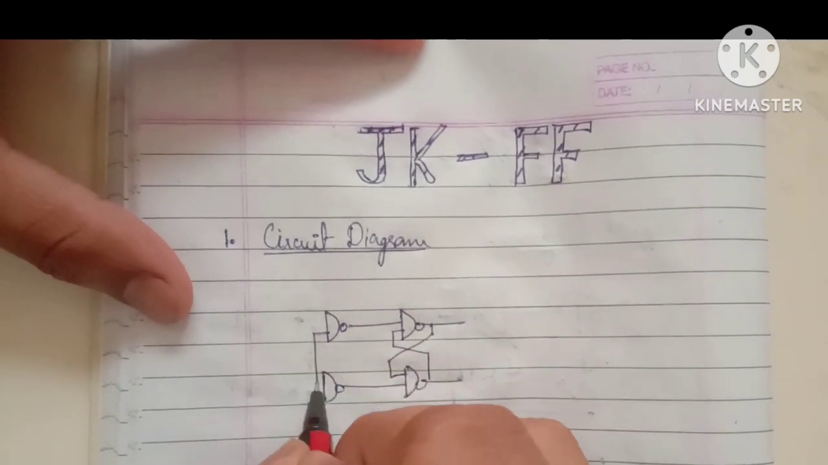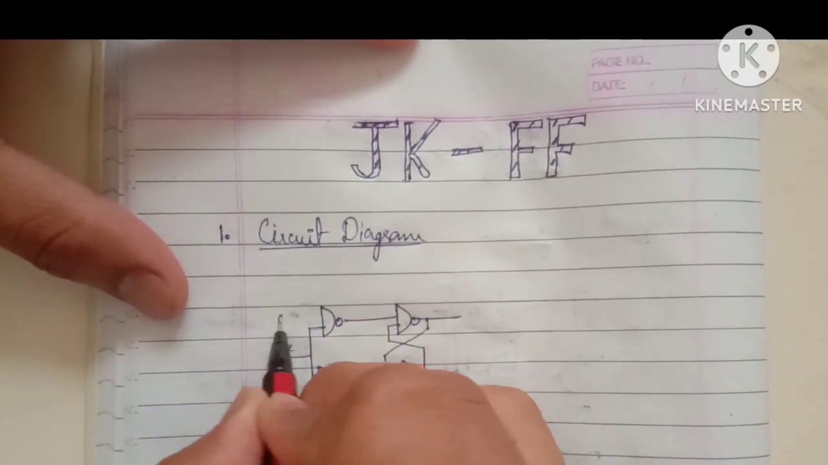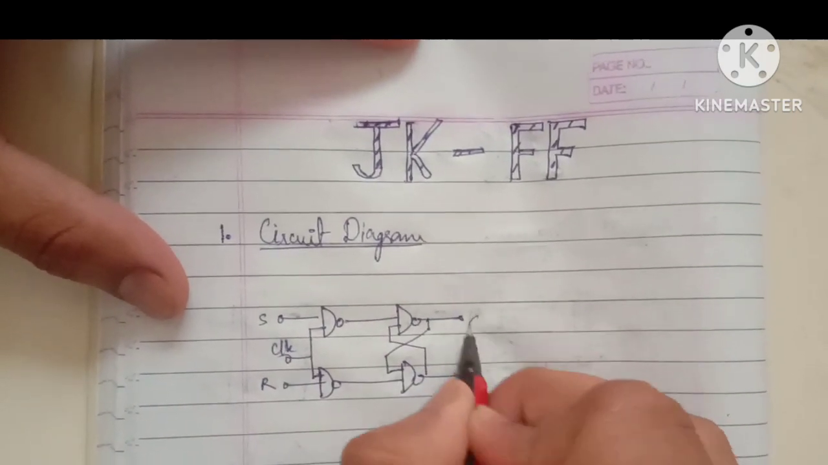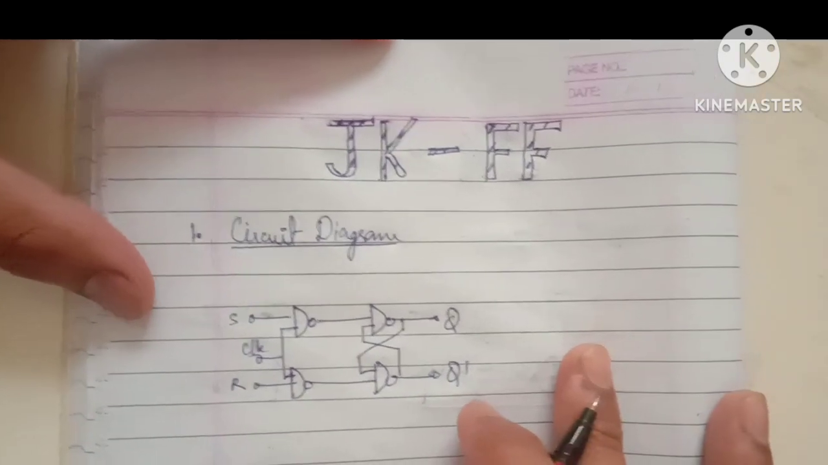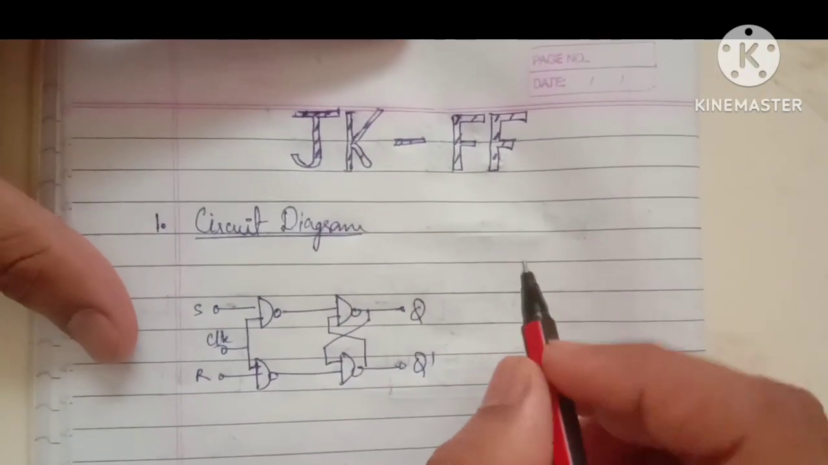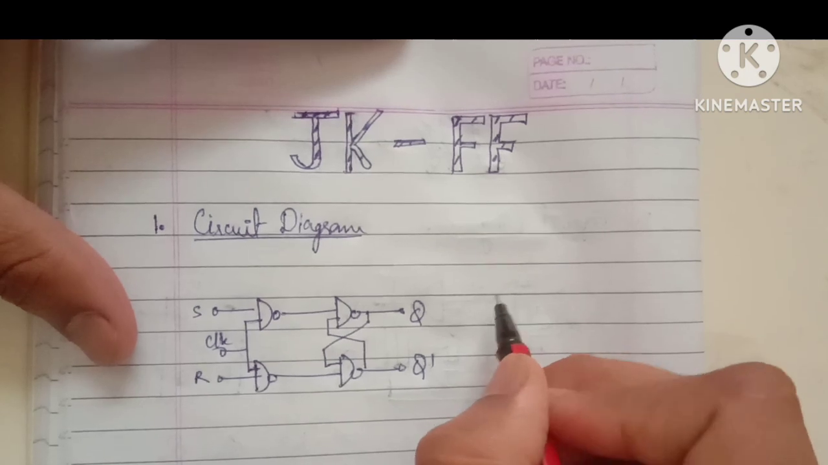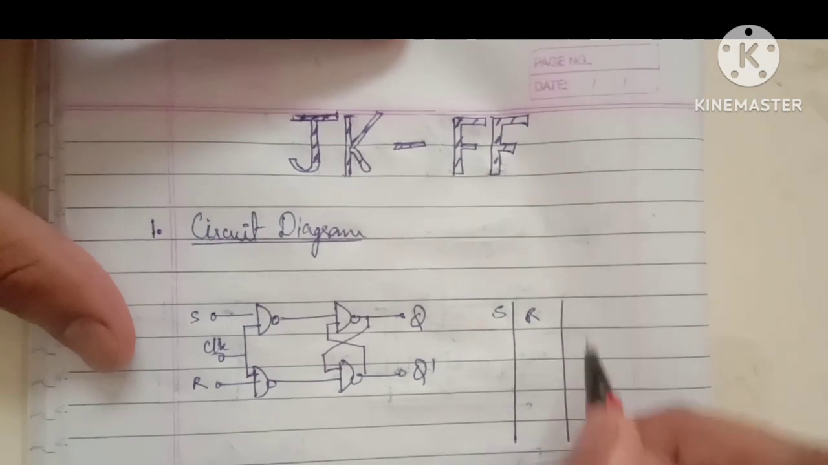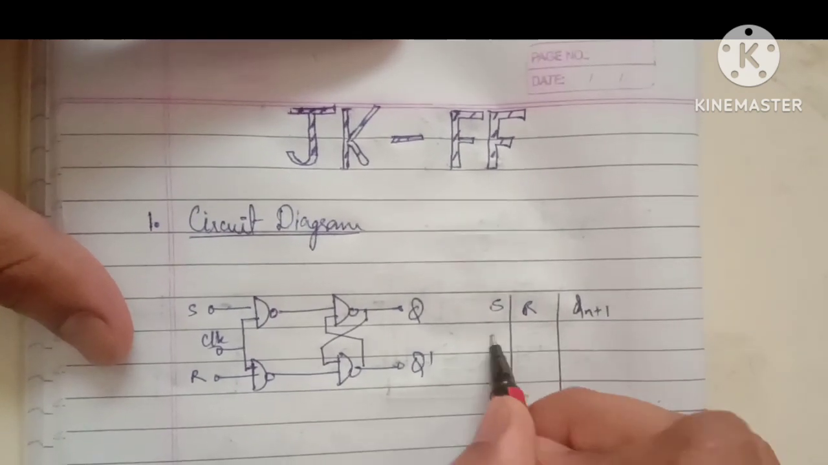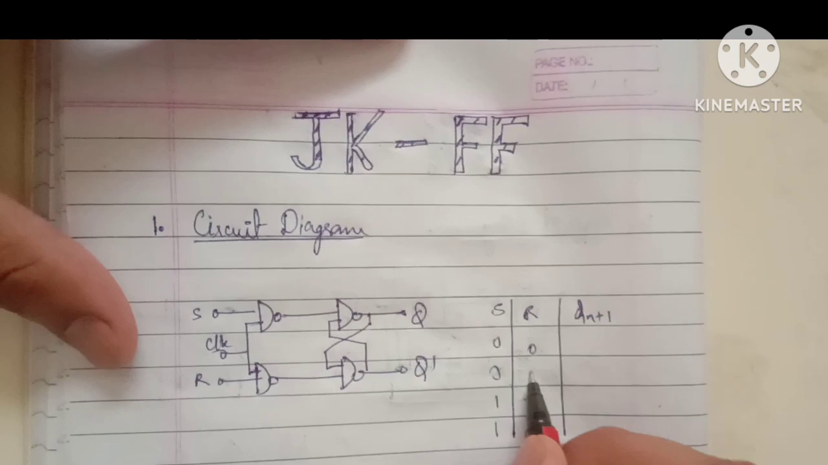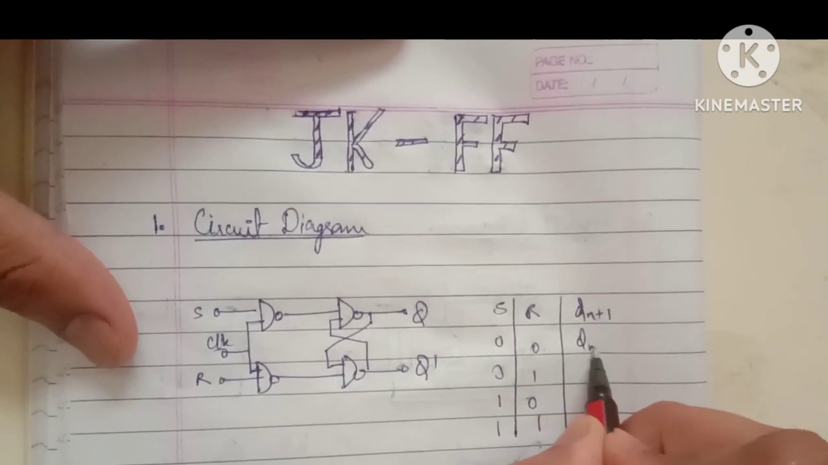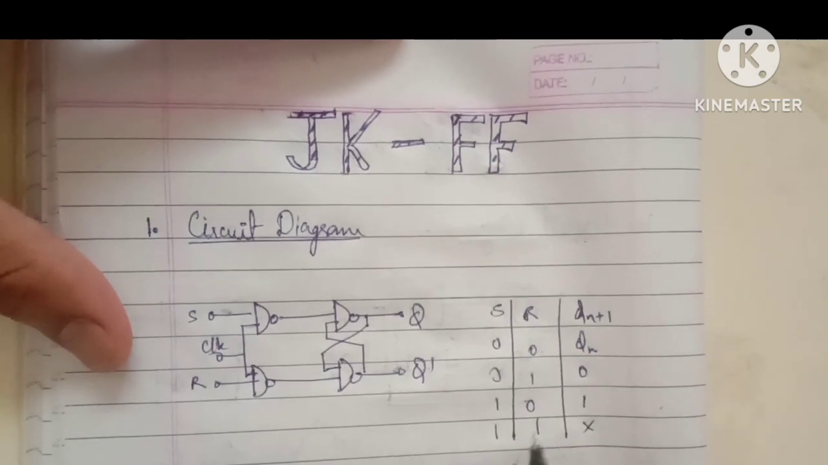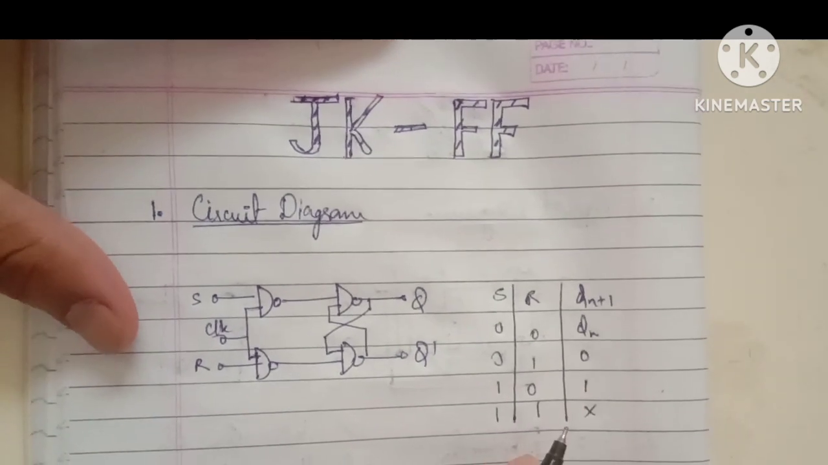SR flip-flop using NAND gate. This is S and R. This is Q and Q dash. Understood? And we all remember the truth table of SR. This is 0 0, 1 1, 0 1, 0 1. This will remain in the same state, reset, set, and this is X. Okay, this thing you got in SR flip-flops.